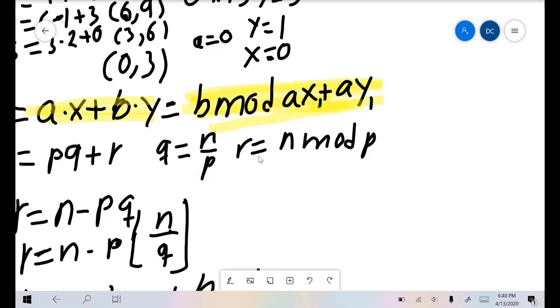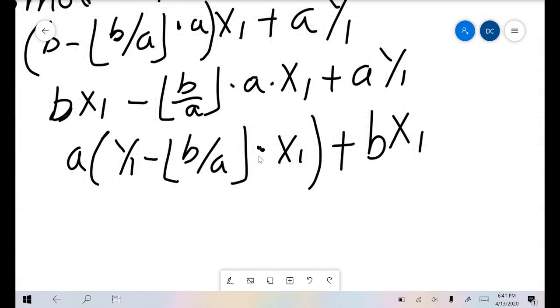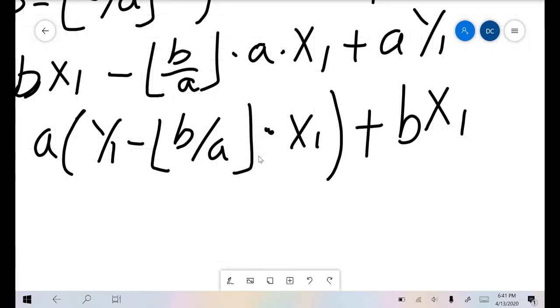So since we knew the values of x1 and y1, we need to compute the values of x and y according to those other values. So what we did was to transform the right side into the left side. We got something like this. So let's see what we have learned in code.